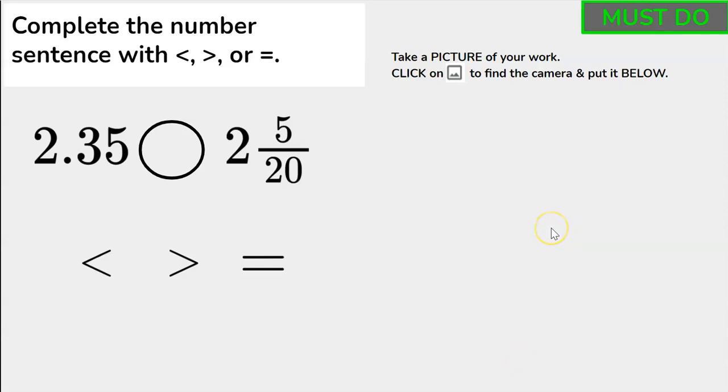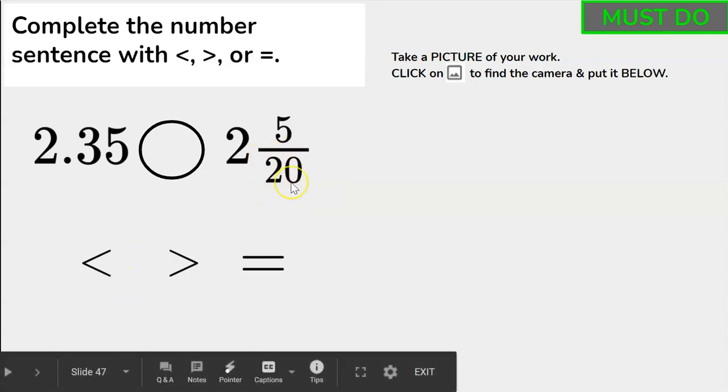So here's an example of something you're going to be asked to do. You can see you have a decimal on one side and a fraction on the other. Now, in order to compare these, we are going to want to make them the same form. So we have decimals on one side and fractions on the other. Decimals are easier to compare than fractions. So we always want to see if we can turn a fraction into a decimal, let's do it. And in this case, we can because 20 is a factor of 100.